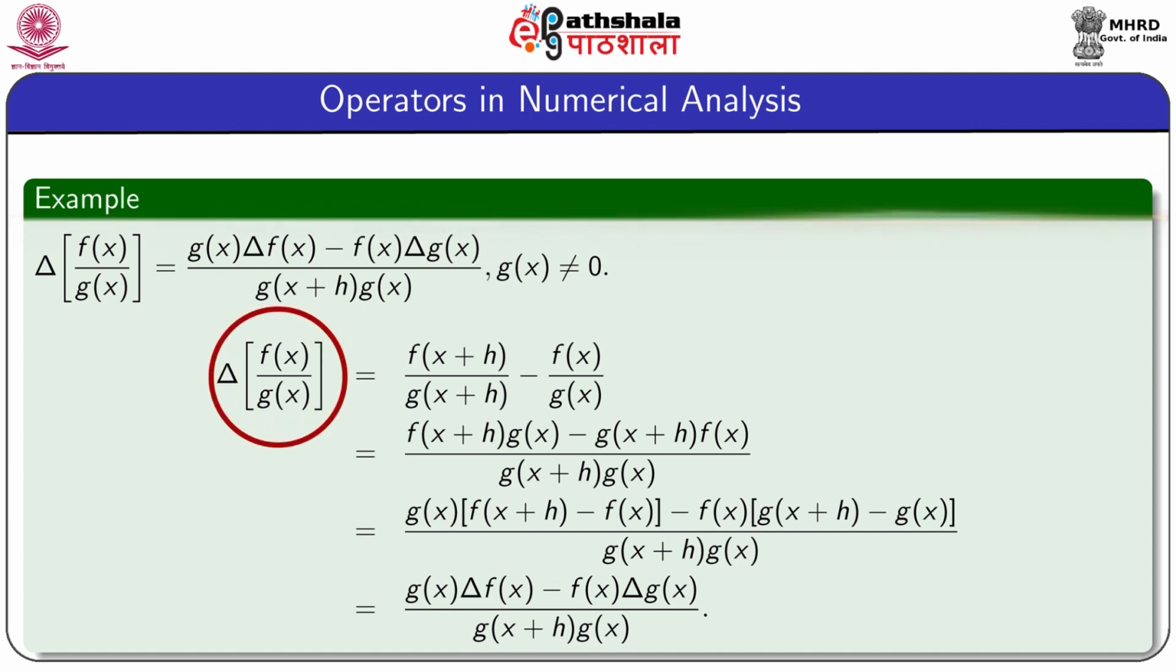Delta of f x by g x equals f of x plus h by g of x plus h minus f x by g x, as per the definition of the forward difference operator. And after simplification, this expression becomes f of x plus h into g x minus g of x plus h into f of x, by g of x plus h into g x, and after simplification lastly we get g x into delta of f x minus f x into delta of g x, whole divided by g of x plus h into g x. So, this is the result of the forward difference operator on the division of two functions.